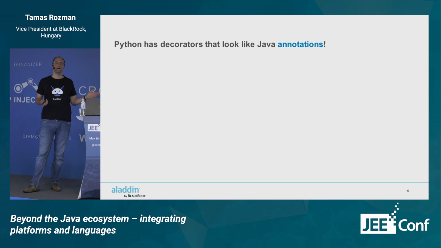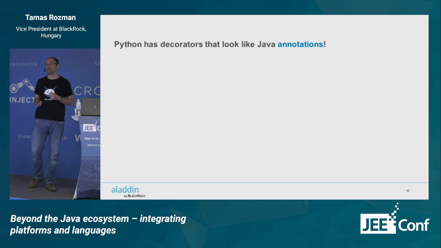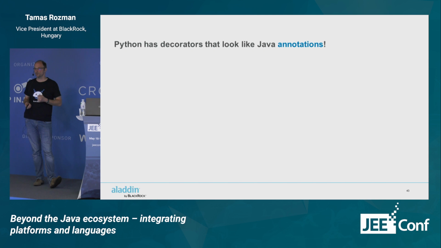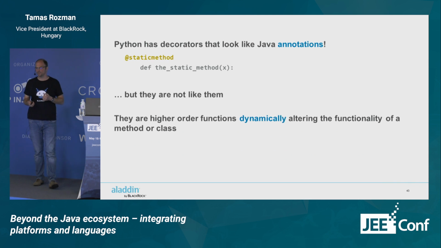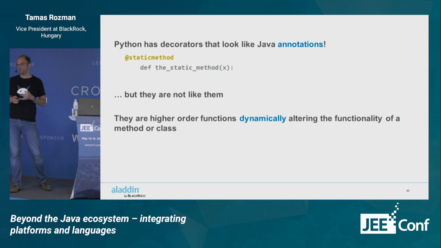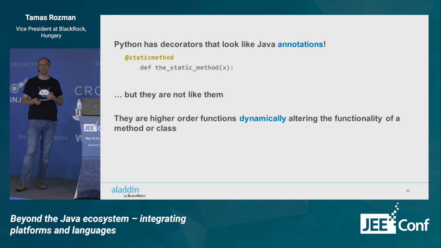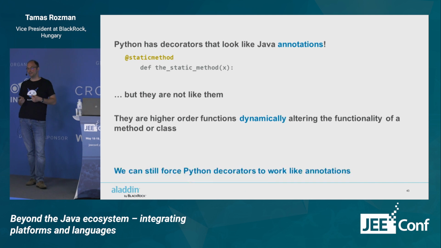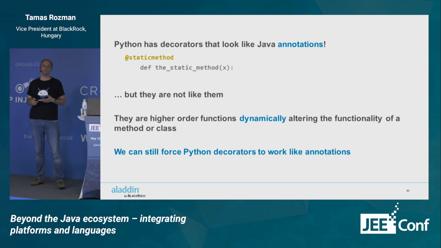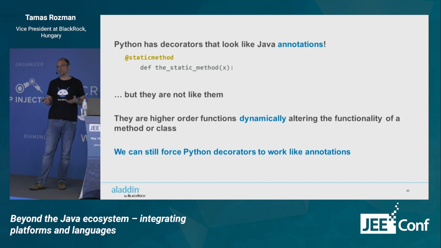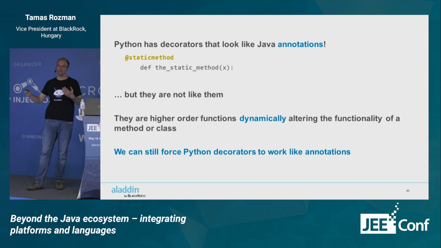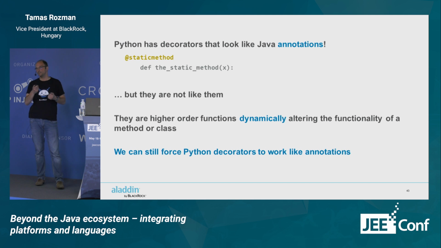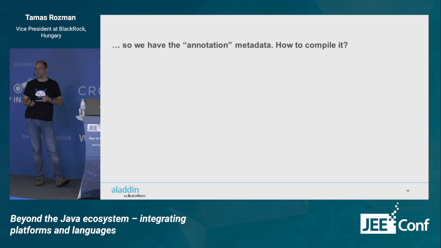All right. Python has no annotations, but has something that looks like annotations, and these are called decorators. It looks the same, but they are not like them. Decorators are actually higher order functions that dynamically alter the functionality of a method or class. But we don't really want to alter anything. Yet we can still force Python decorators to work like Java annotations. We basically don't alter anything. We return the function or the class as it is, and we attach some metadata to it regarding these descriptions and other things which we need.